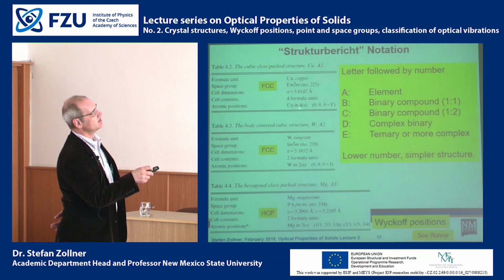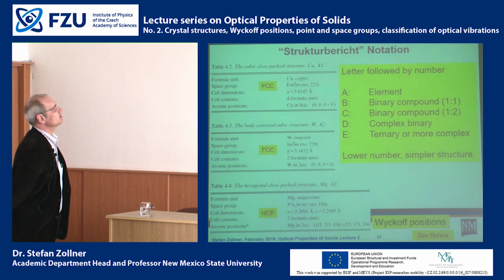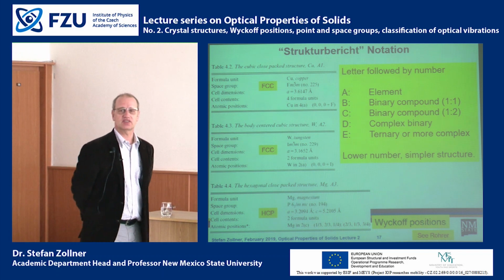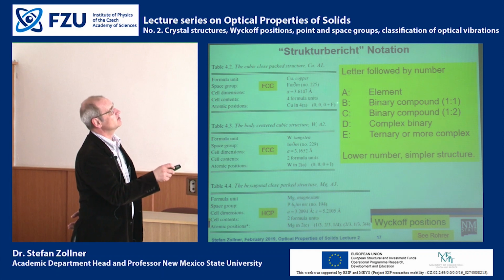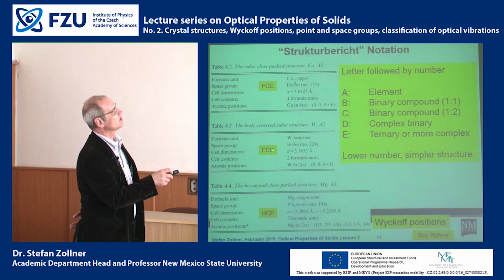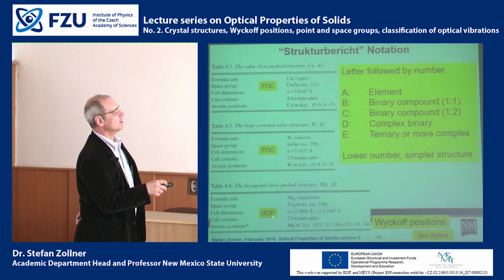And where are they located? These atomic positions, I called them the Wyckoff positions earlier. So in this simple case, I put copper at the origin, and then I need to replicate it 4 times as given by the FCC prescription. This is a typo. This should be BCC, of course. So that's another example. The hexagonal close-packed structure has 2 formula units.